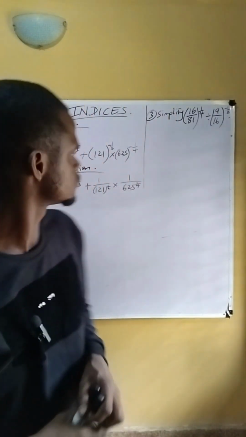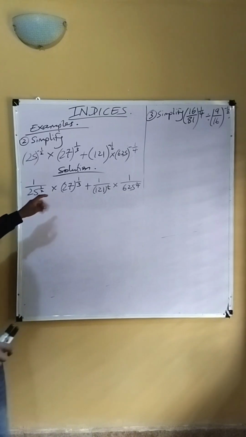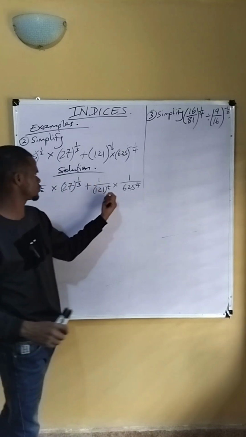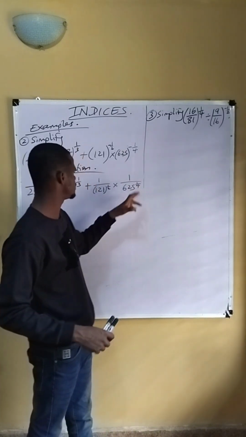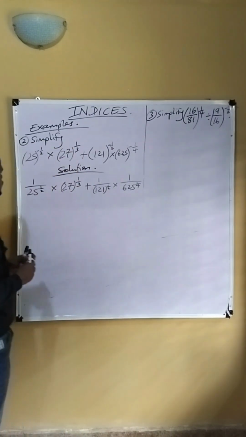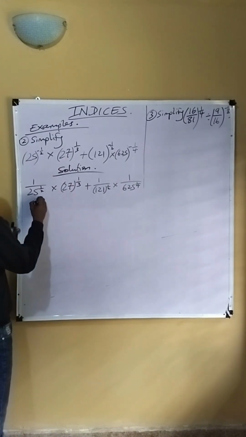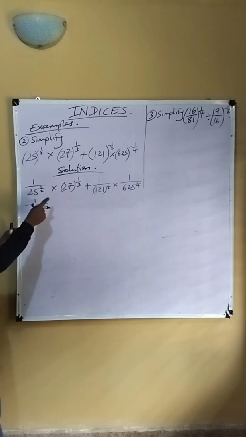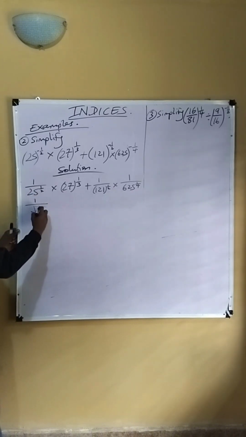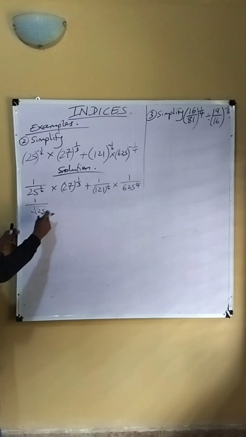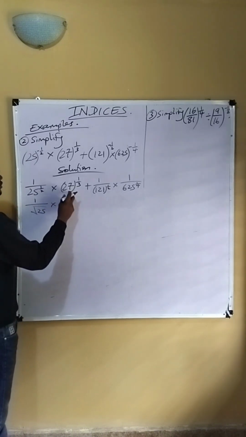The next thing to do is to apply the fractional indices law, because the index here is a fraction, the index here is also a fraction, and so on. We apply the fractional indices law in solving them. We are going to have 1 all over, since the denominator here of the fraction is 2, it will now become the square root of 25 raised to the power of 1. But you know that anything raised to the power of 1 is that thing, so we can leave it like this.